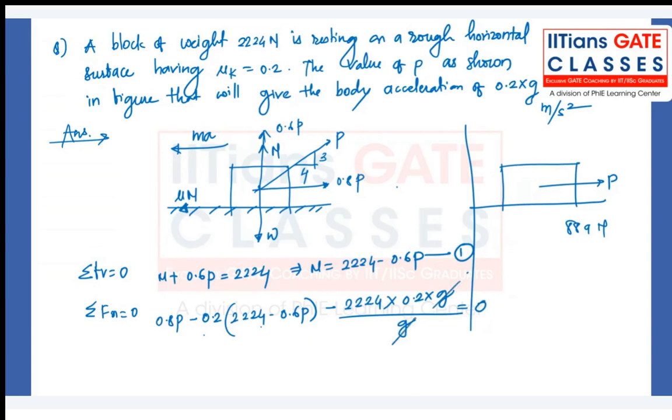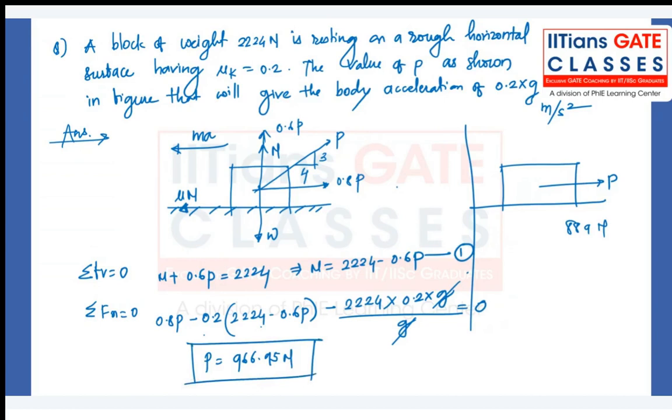So 0.8P minus 0.2 times (2224 minus 0.6P) minus 2224 into 0.2. If you solve it further, I think you should get P as 966.95. Okay, just check it.